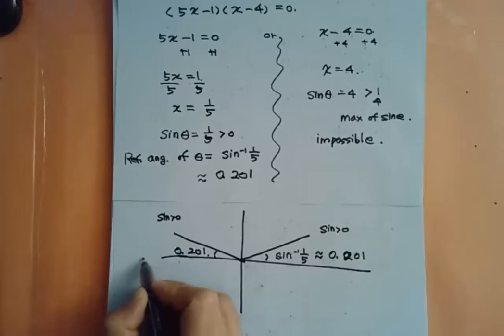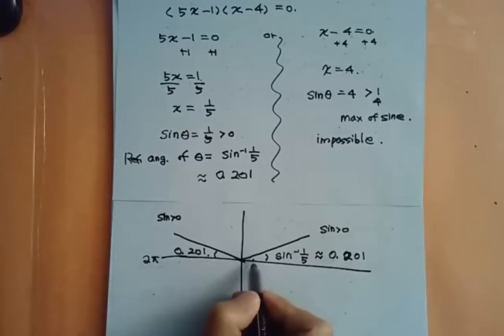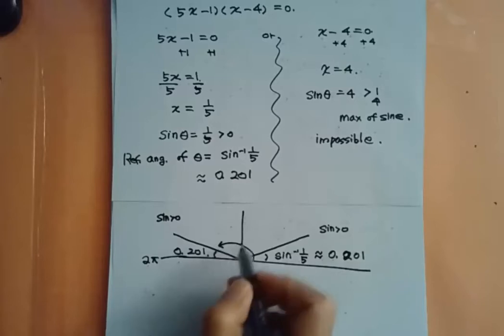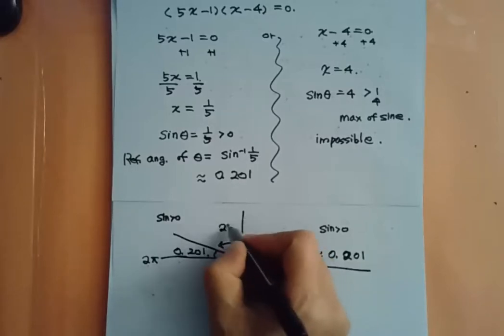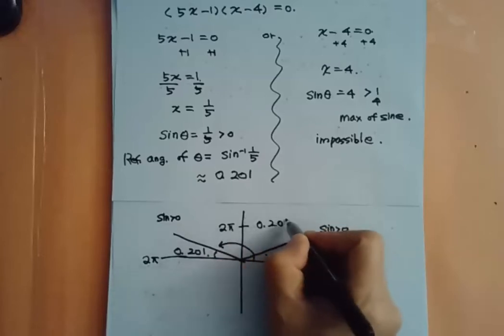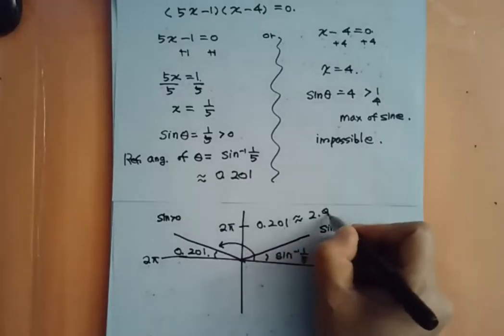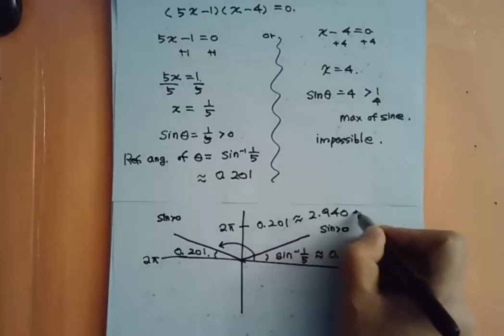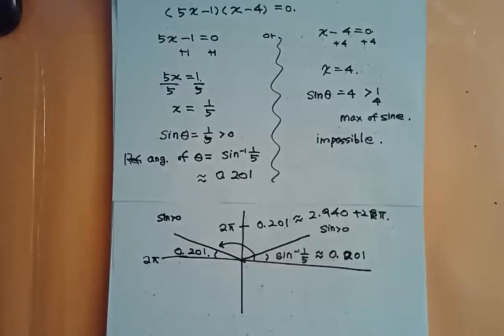So for this one it is 2 pi. You have to use your calculator. And we calculate this angle by doing 2 pi minus 0.201, and that is approximately 2.940 plus 2k pi. Just so you will use your calculator. So any question?